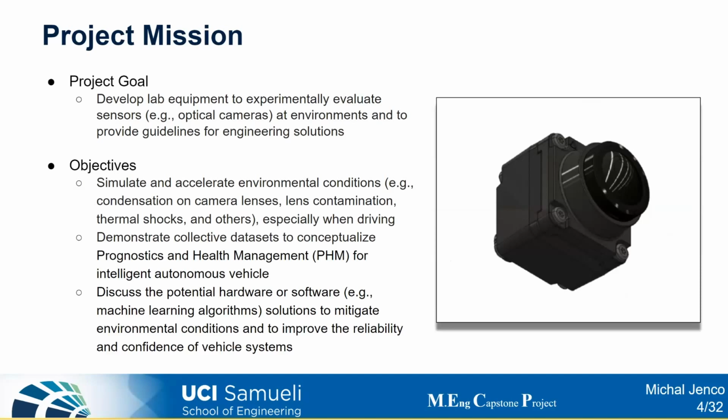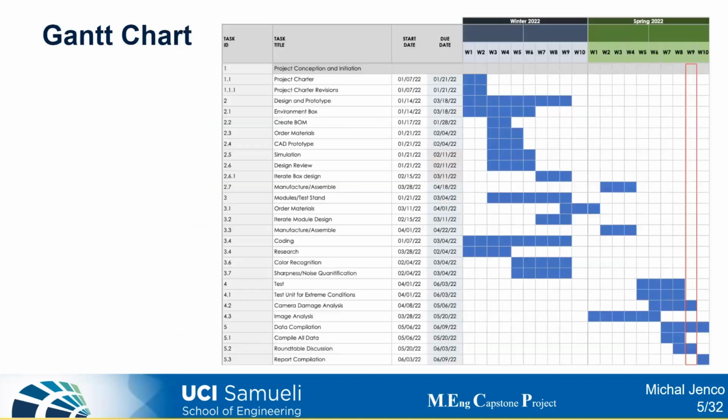Now let's move on to our project goals and objectives. We had to develop lab equipment to experimentally evaluate sensors, optical cameras in our case, at extreme environments and to provide guidelines for engineering solutions, simulate and accelerate environmental conditions, especially when driving, demonstrate collective data sets to conceptualize prognostics and health management for intelligent autonomous vehicles, and discuss the potential hardware or software solutions to mitigate environmental conditions and to improve the reliability and confidence of vehicle systems.